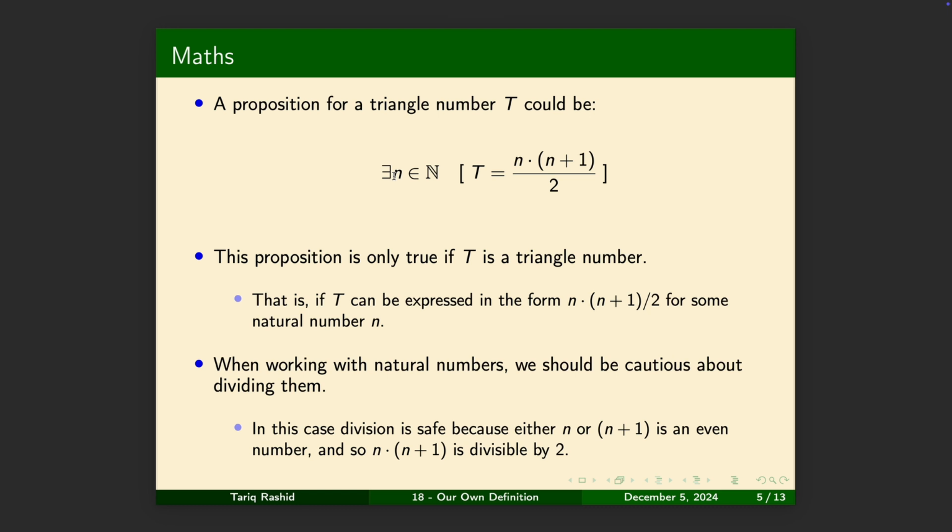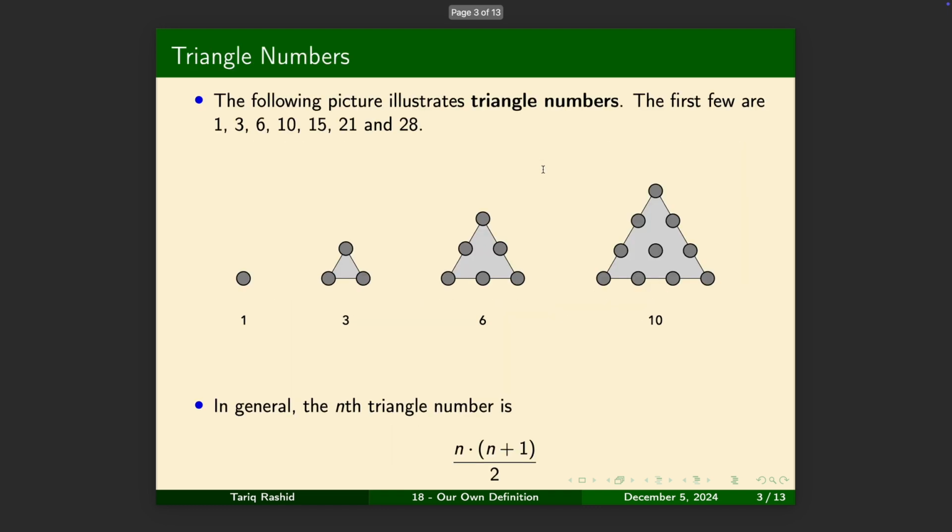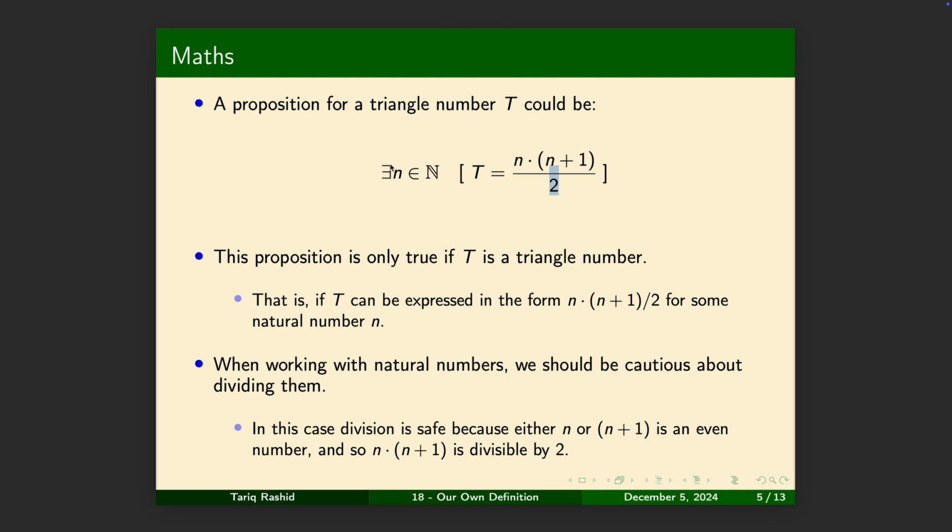So a proposition for a triangle number could be, remember it has to be true or false, so we have to be able to decide the truthiness of it: there exists a natural number n such that t can be expressed in the form n times n plus 1 over 2. Remember, that's the nth triangle number. So we're not saying it's the nth triangle number, we're saying if it can be written in this form, then it is a triangle number. That proposition is only true if t is actually a triangle number.